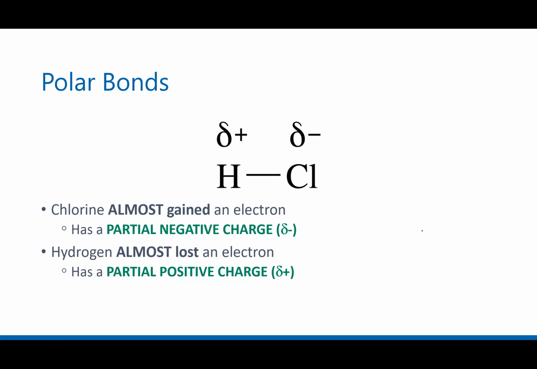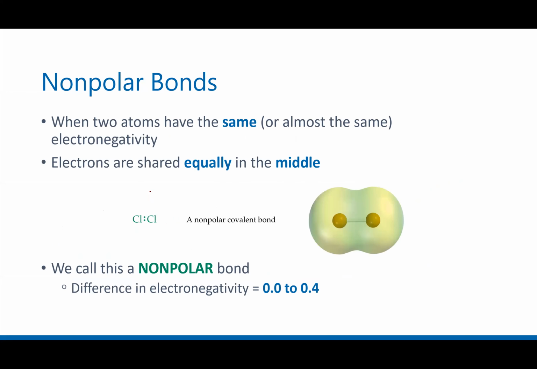So chlorine almost gained an electron here. It's not ionic. So this is not an ionic bond. It is not actually gaining an electron, but it almost did, which means it has a partial negative charge. Hydrogen lost an electron, which means it has a partial positive charge. So this is where we get a molecule that would be called polar.